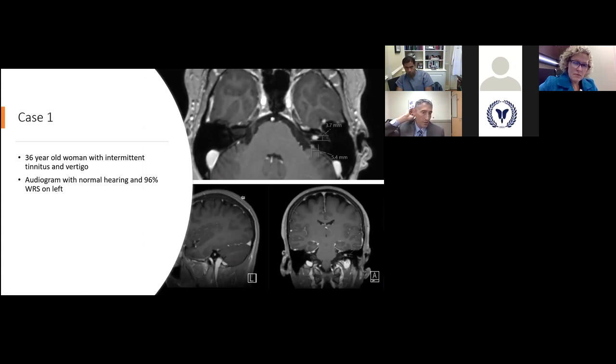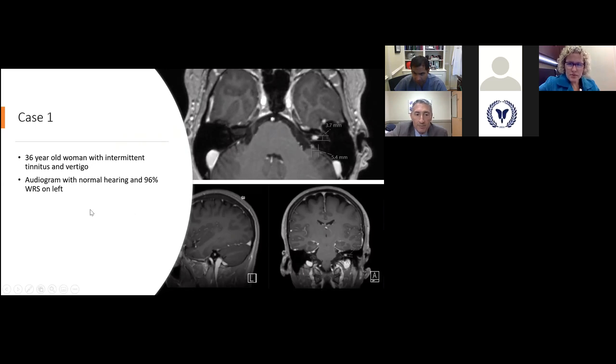Here's another case, a 36-year-old woman, a younger patient, again with tinnitus, vertigo, normal hearing, 96% word recognition score, and a small tumor, as you can see here. So how about this one, Ashok? Yeah, I'd probably defer that one to middle fossa. It's so far out there. Right, that's what we thought too. Would you consider not operating?